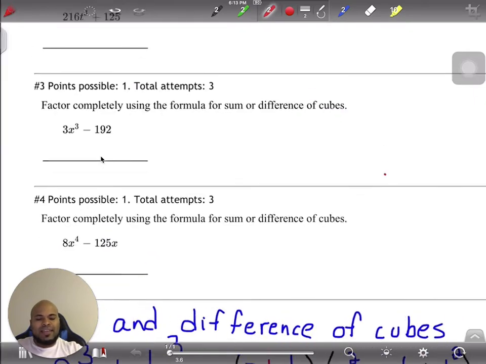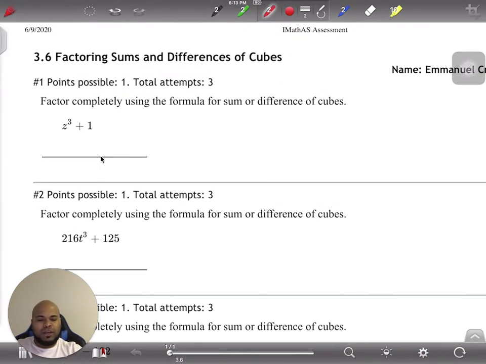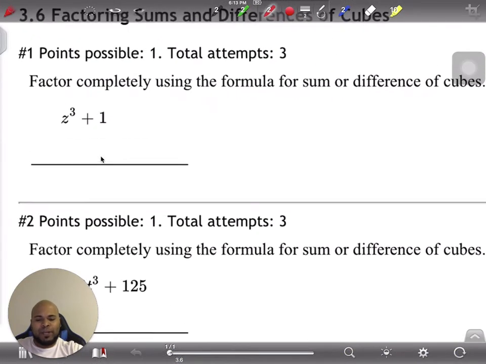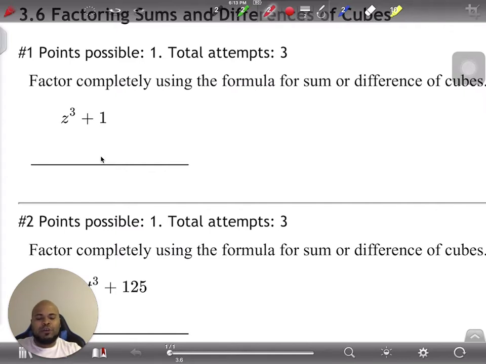So let's do an example so that you can understand what I'm talking about. Example 1: z cubed plus 1. If I want to factor this, I'm going to have to open two parentheses, one bigger than the other, because the first one is a binomial and the second one is a trinomial.